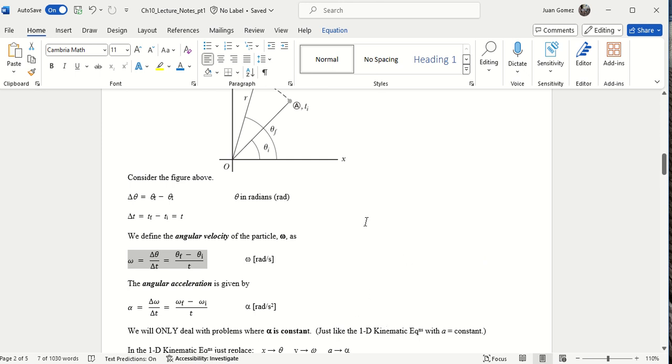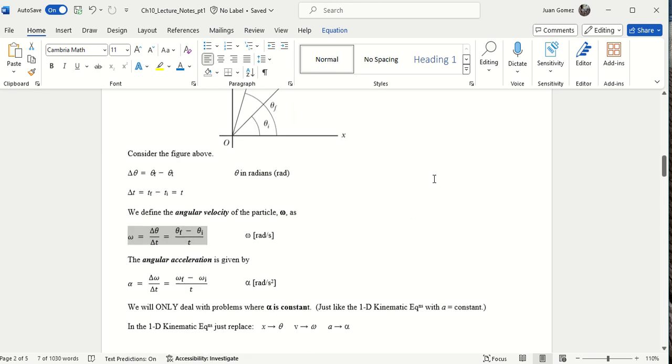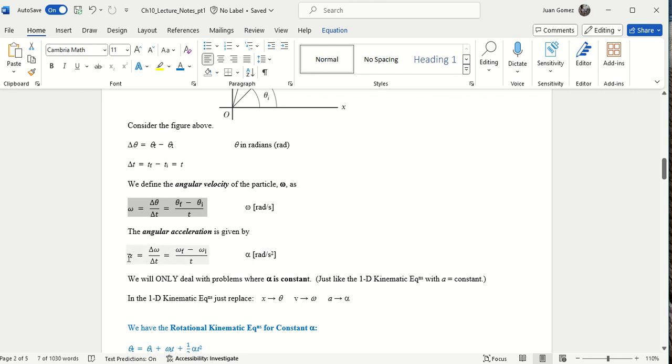Well, now what about the angular acceleration of this rotating rigid object? Just like in linear, a is delta v over delta t, alpha is delta omega over delta t, which is omega f minus omega I all over t. So alpha is the angular acceleration, and it's omega f minus omega I all over t, and it's in units of a radian per second squared.